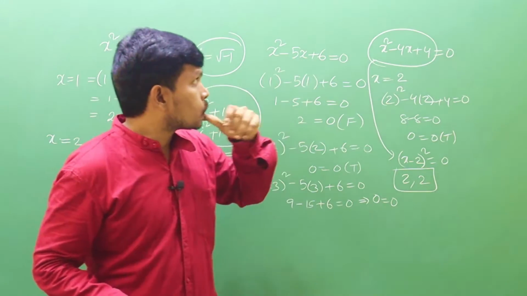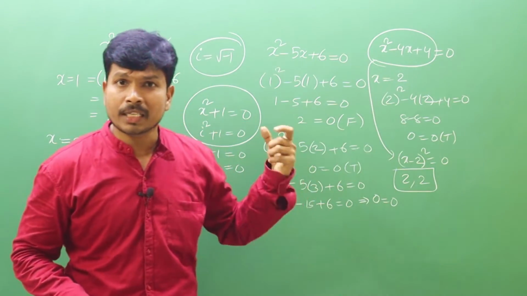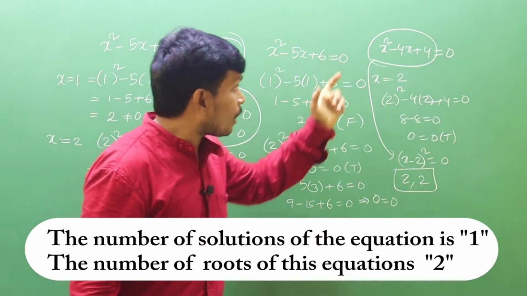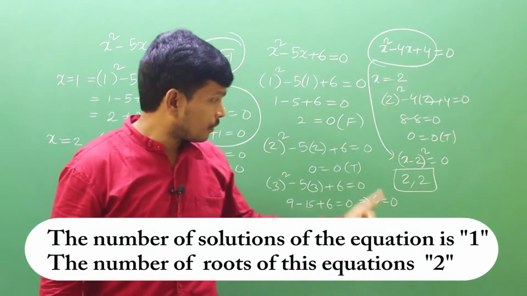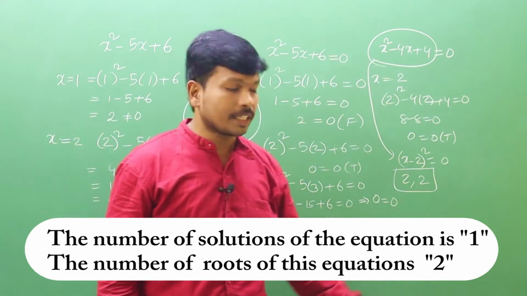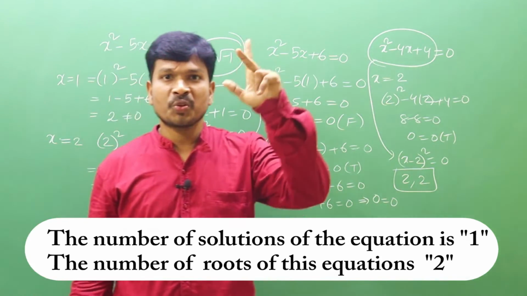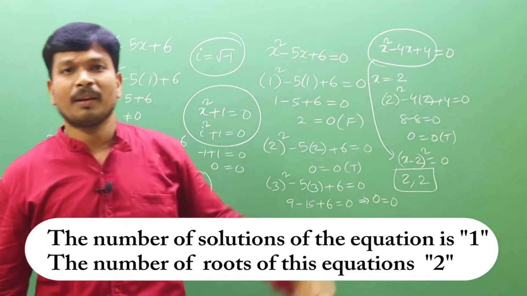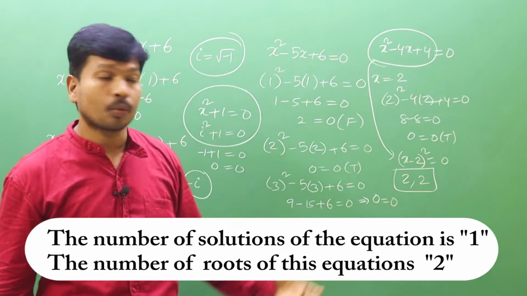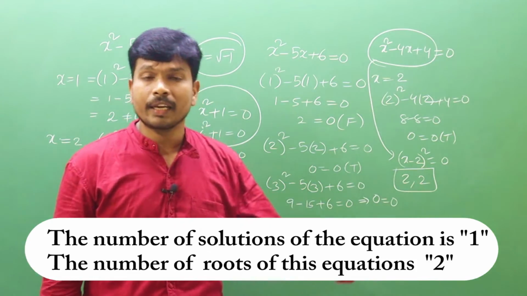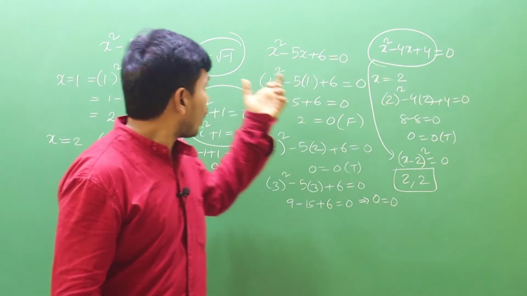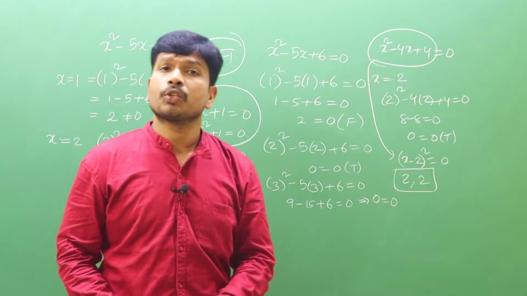No. Roots must be counted. Whether they are equal also, you have to count it. What is the solution of this equation if I am asking you like that? Only one solution, that is 2. The number of solutions of this equation is 1. The number of roots of this equation is 2. The roots are equal, but the 2 must be taken. Okay, equal roots means real and equal roots. Okay, nice. So that's why a quadratic equation has exactly 2 roots.